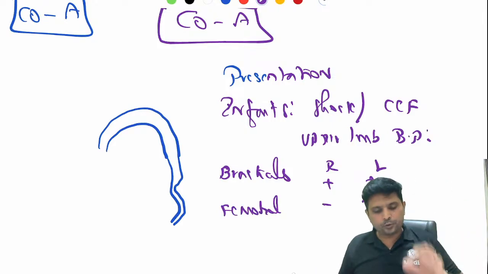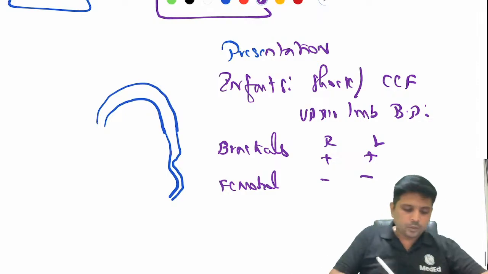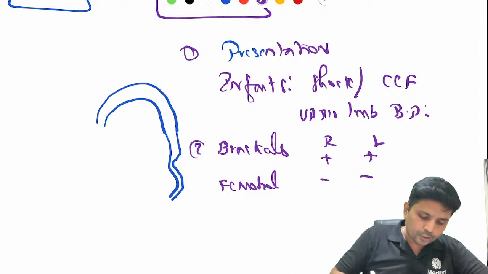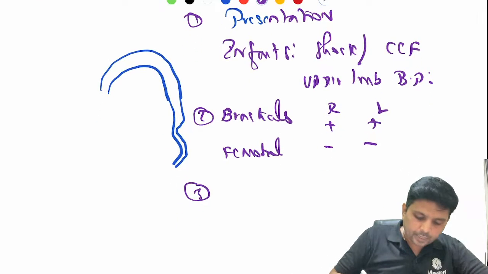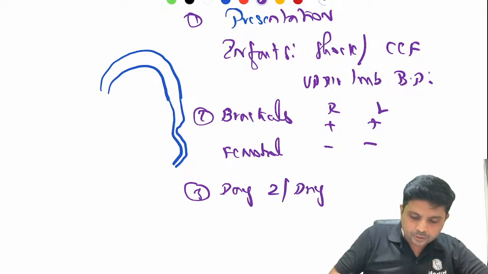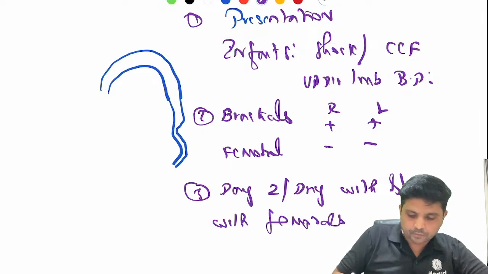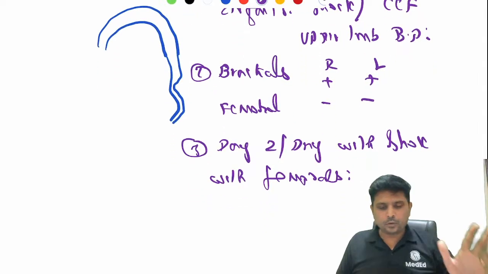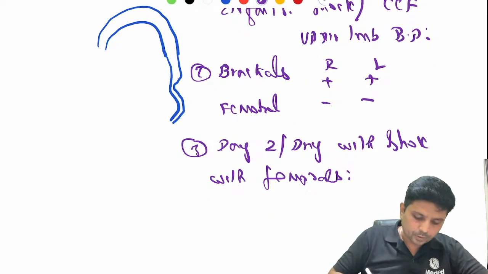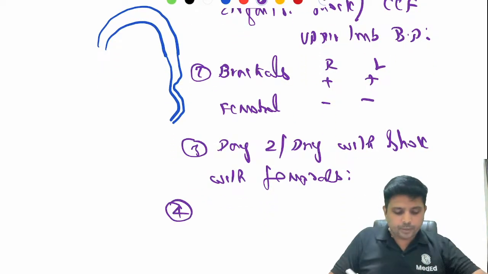Femorals will be weak. So this is the second clue. Any child who is present on day 2 or day 3 with shock, with weak femorals, it is coarctation of aorta unless otherwise proved. Okay, what is the treatment of choice?